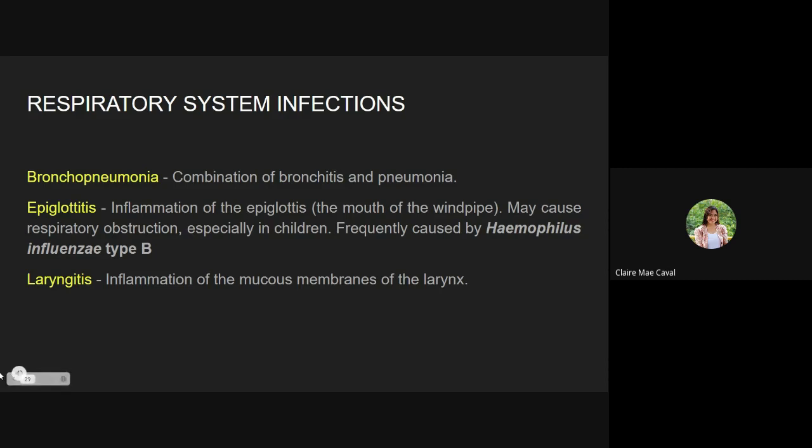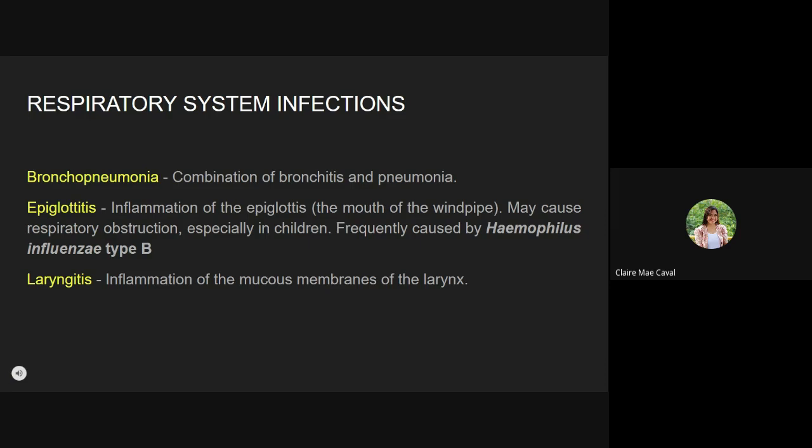So epiglottitis is the inflammation of the epiglottis. It may cause respiratory obstruction, especially in children. It's frequently caused by Haemophilus influenzae type B. Your epiglottitis is usually associated with bacterial infections. Aside from the Haemophilus influenzae type B bacterium, it's also caused by other organisms like streptococci and staphylococci.